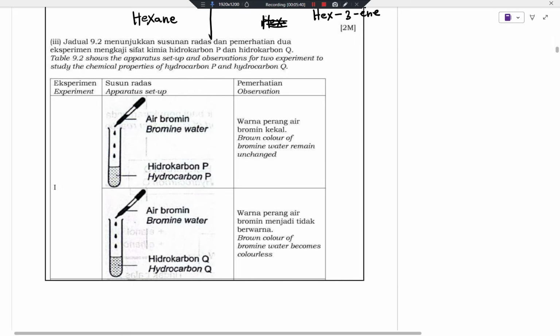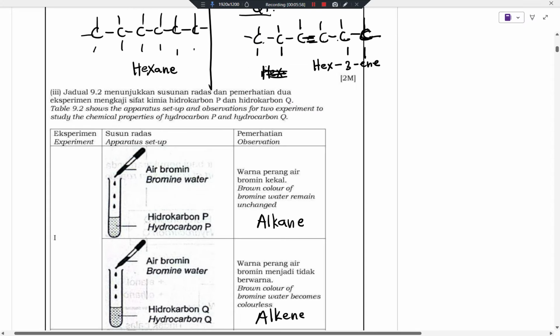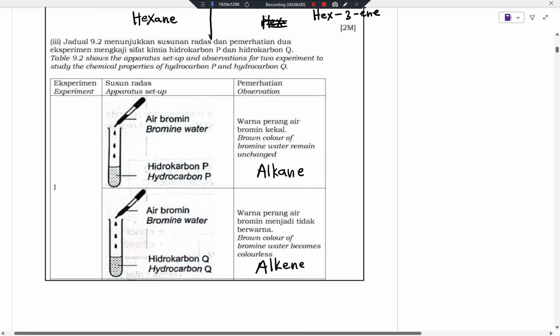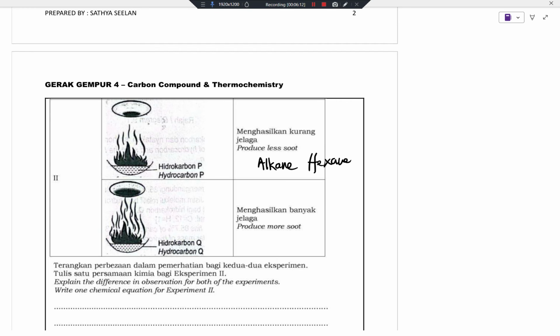Next, for this hydrocarbon P, when you add bromine water, it remains unchanged, suggesting this should be alkane. And the brown color of bromine water becomes colorless. This should be alkene, because alkene is the one that decolorizes the brown color of the bromine water. So that confirms that. That is your hexane. This is hexene. Produces less soot, produces more soot. Definitely the less soot must be alkane, your hexane in this case, and this must be hexene.